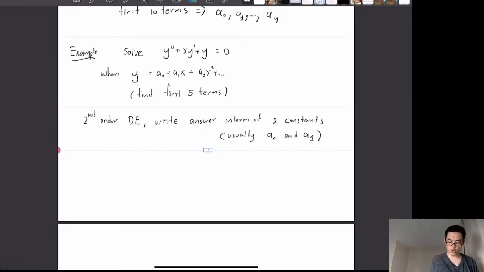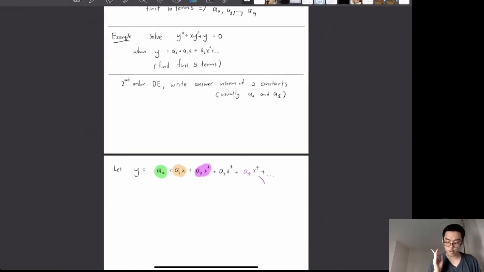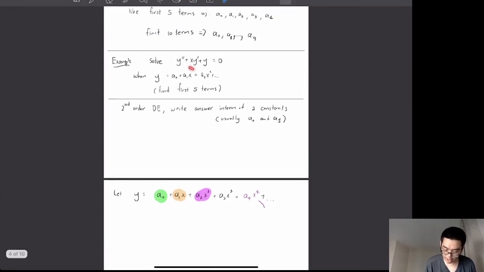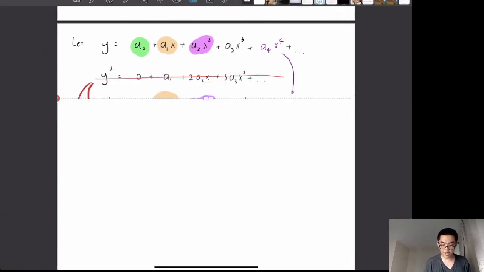So what do we do? First thing to remember is that when you have a second order differential equation, you have 2 constants, right? Now you are allowed to have a0 and a1. So let's see what happens first. Okay, so you start off with y equal to this guy, right? And you want to find all the terms here, right? So let's start off with xy prime. Well, if you do xy prime right away, it might be confusing. So let's do y prime first. I cross it out because we're not going to use it eventually, right?